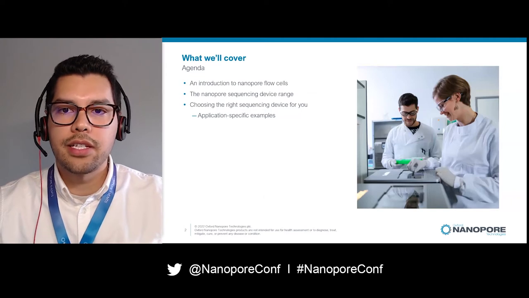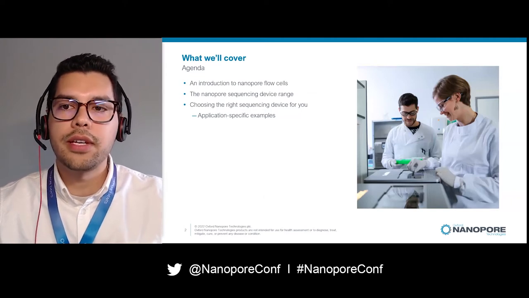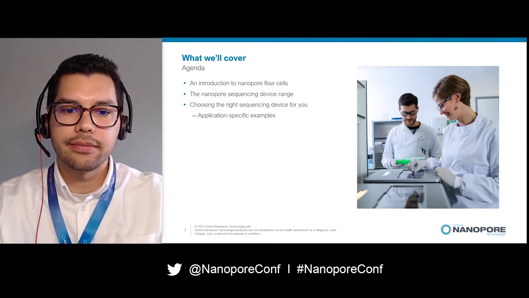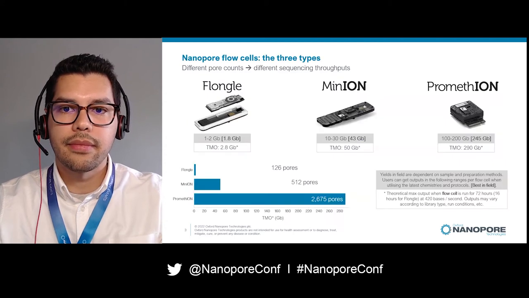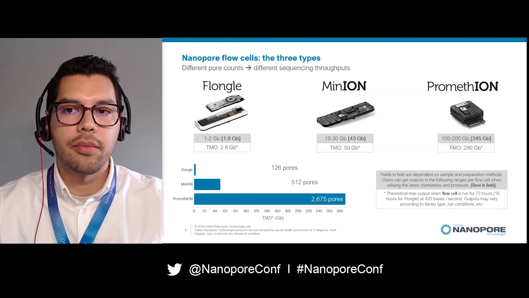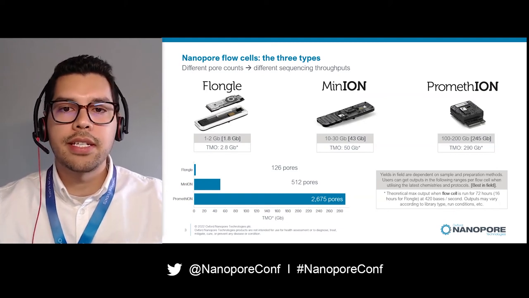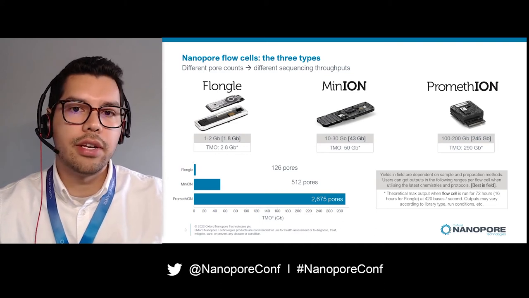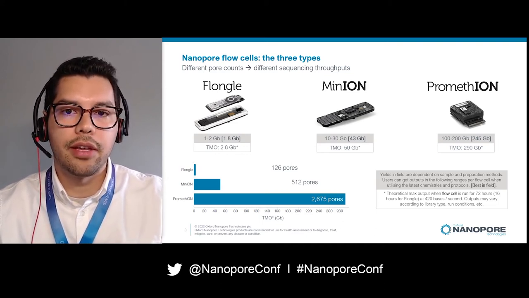In this masterclass, we will cover an overview of nanopore flow cells, nanopore sequencing devices, and choosing the right combination for your sequencing needs. Among the many advantages that the nanopore sequencing platform offers is that it scales precisely to your experimental needs, in part thanks to this range of three different flow cell types that we have available.